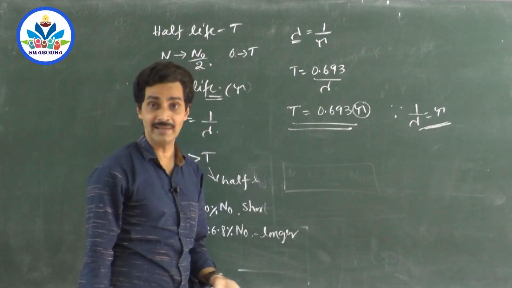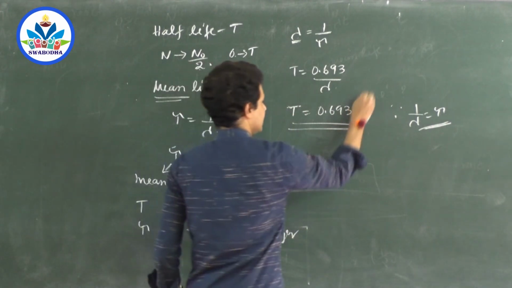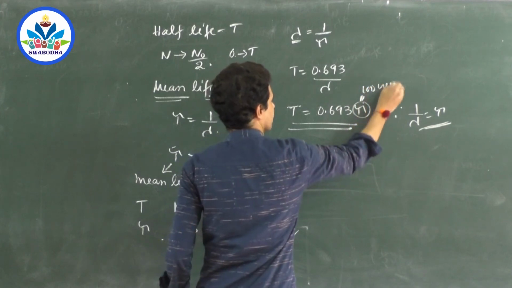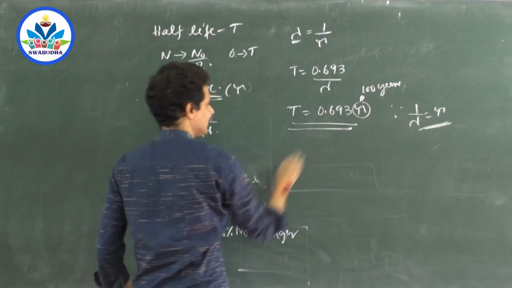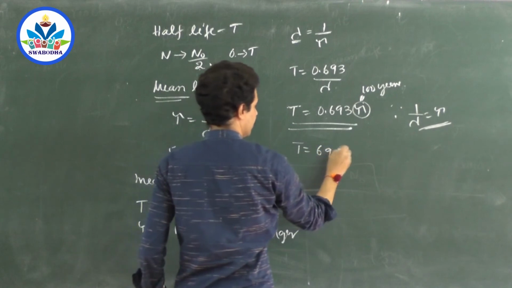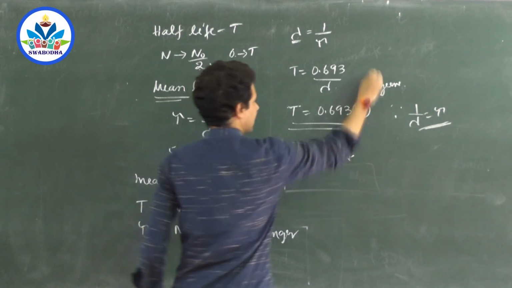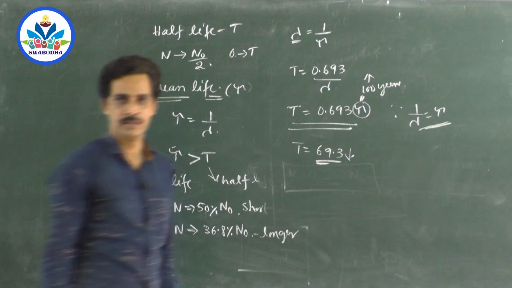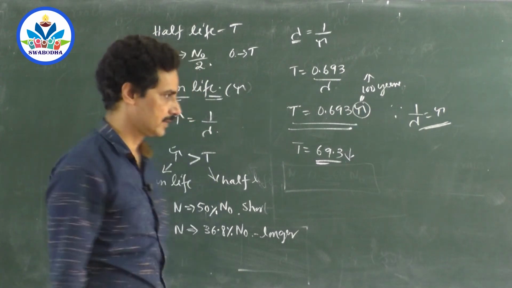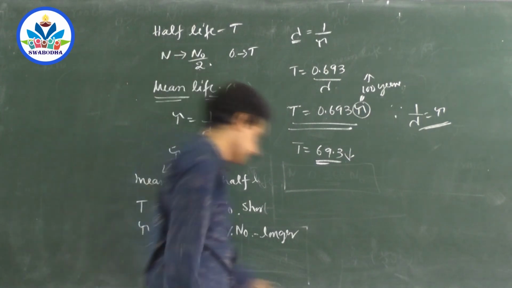Suppose the mean life is 100 years. Then 100 into 0.693, what will you get? 69.3. So this is lesser, but 100 years is greater, correct? So mean life is greater, half-life is lesser. Okay, that is one thing.